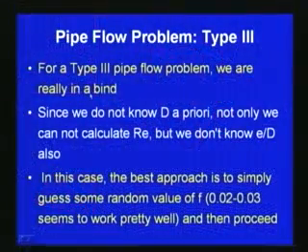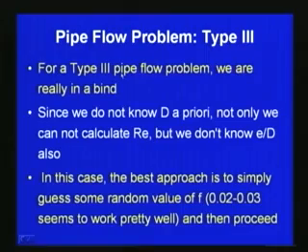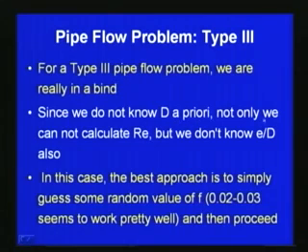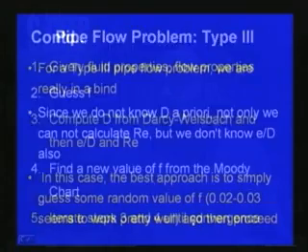Now the third one is type 3. Here we have to design, or find out, the diameter of the pipe. Since the diameter is not known, we cannot get the Reynolds number or other parameters. So again we have to go for an iterative procedure. Since we do not know the diameter D a priori, not only can we not calculate the Reynolds number, but we do not know e by D also. Hence the best approach is to assume some value of f, say for example 0.01 to 0.02. Depending upon the material we can assume certain values, and then we can proceed.